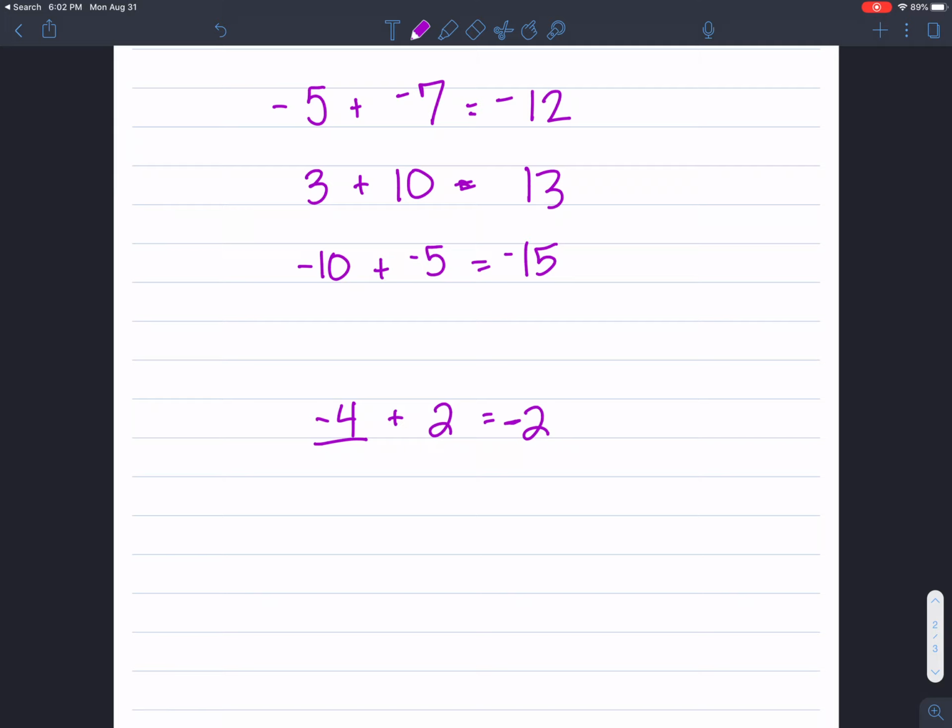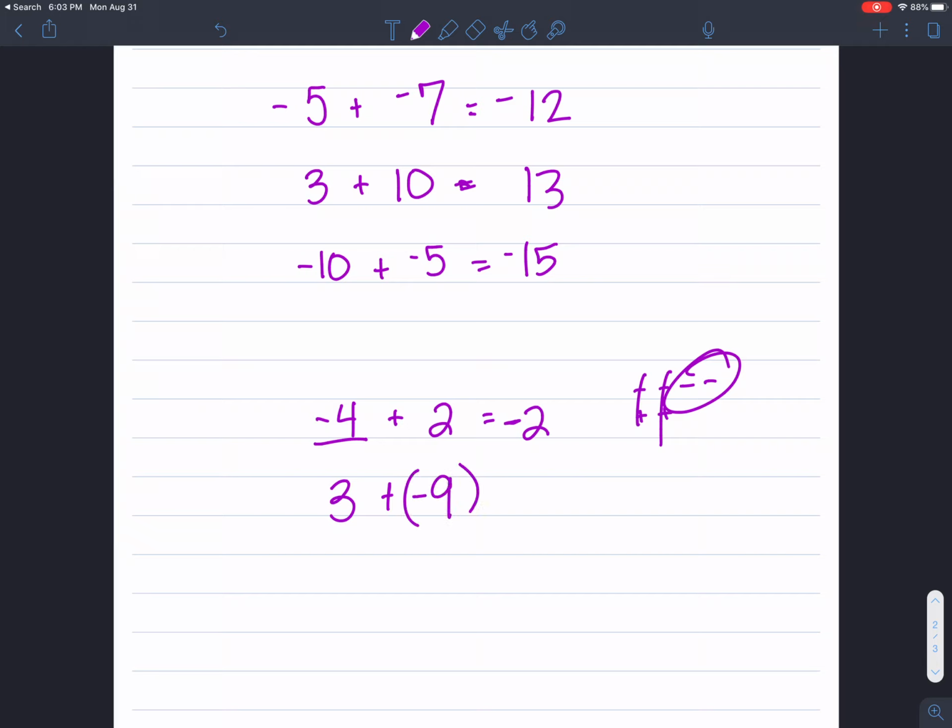You know that if you went out here and you did your algebra counters, then you would have more negatives left over. That's why you have a negative answer. I'm going to try a couple more. Let's try 3 plus a negative 9.